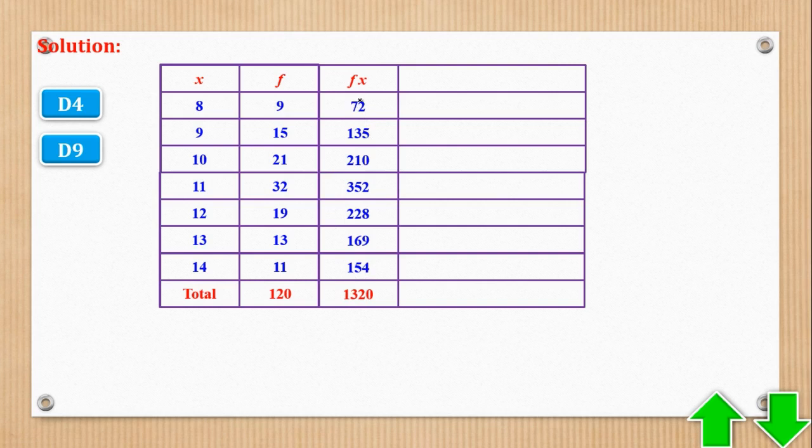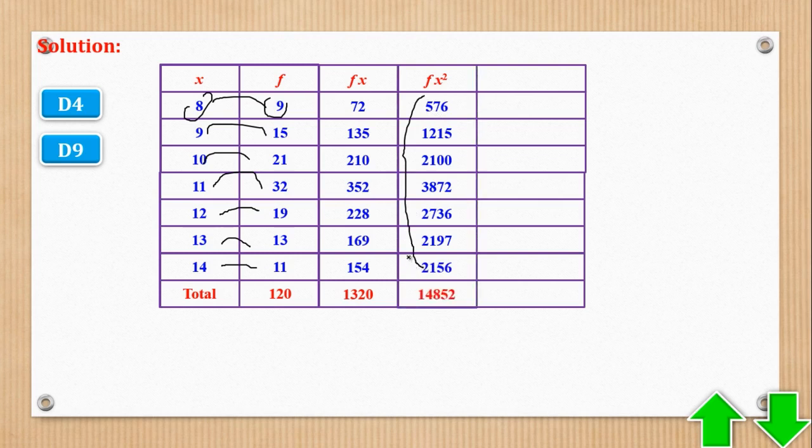Then because they ask for standard deviation, we need a column of fx squared. So fx squared, it is this squared times this. So 8 squared times 9 gives you that. 9 squared times 15, 10 squared times 21, 11 squared times 32, 12 squared times 19, 13 squared times 13, 14 squared times 11. Then you still get the calculator, add up all these values to get that total.